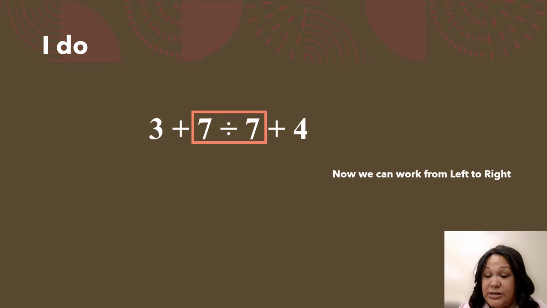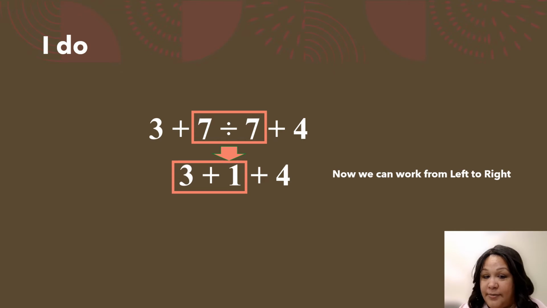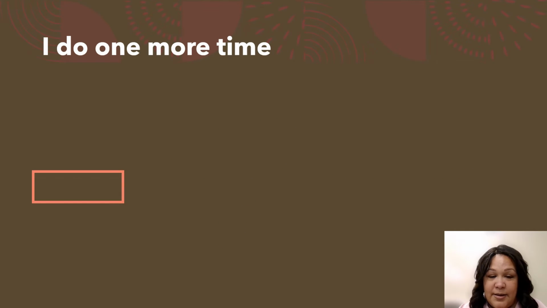Next, we can just work from left to right, all right? So we will add on that 3, because 7 divided by 7 is 1, and then add our 4, okay? And now we're going to have 4 plus 4, all right? Giving us 8, okay? All right, moving right along. I'm going to do one more for us.